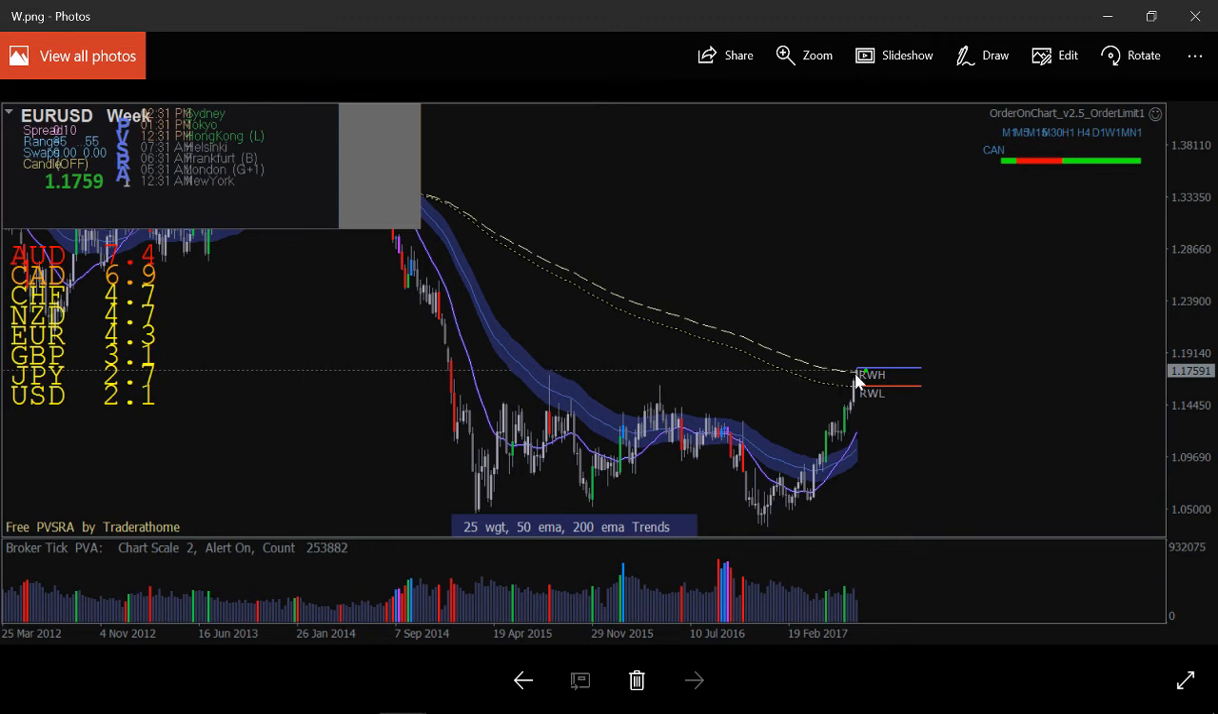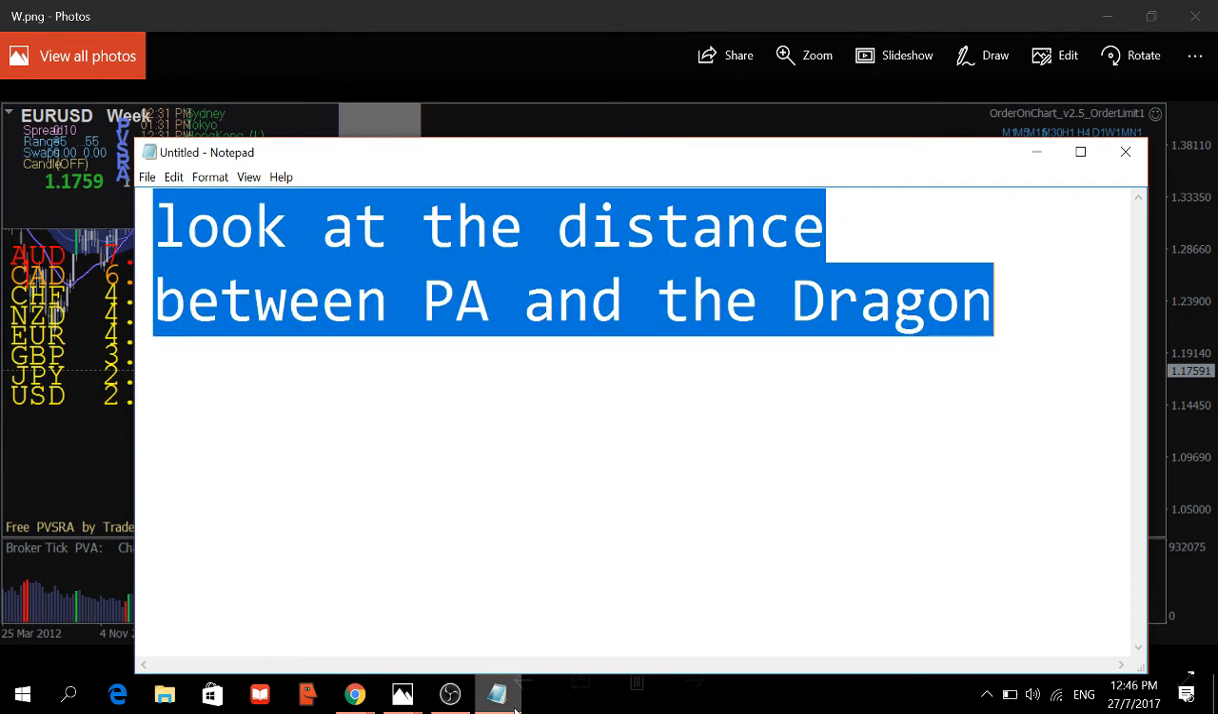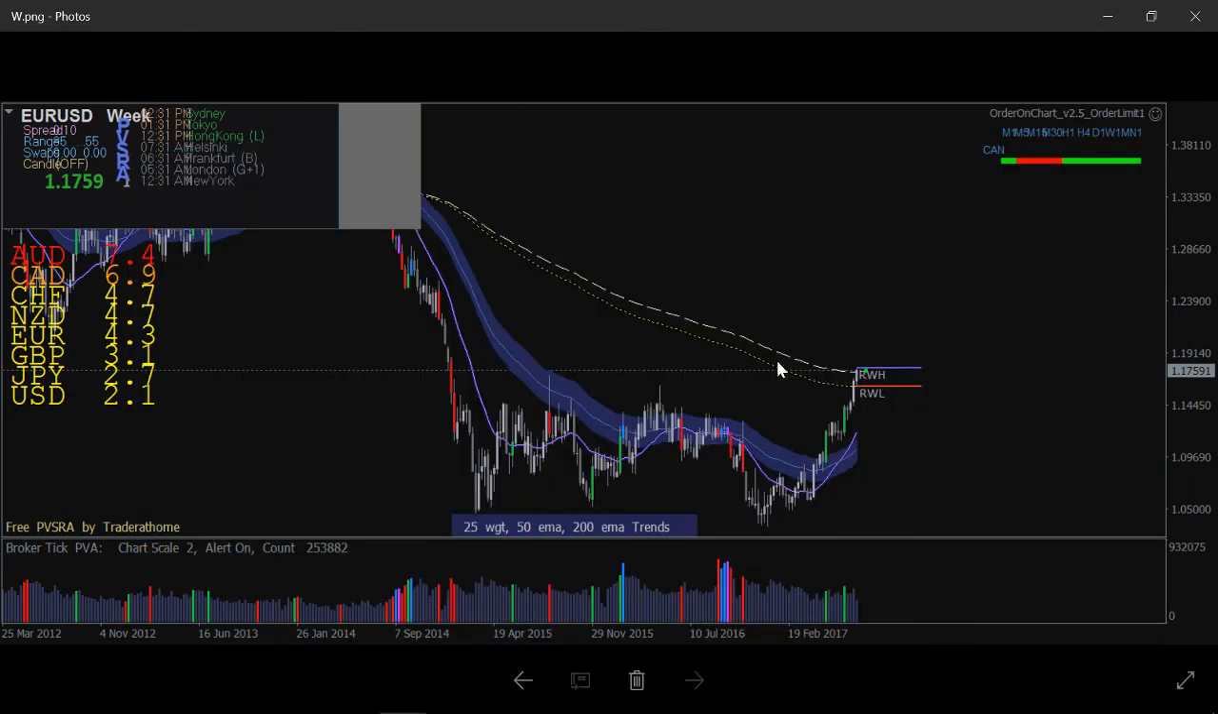And moreover, I have two moving averages. I have here the 200 EMA and the 233 EMA. The 233 is this long dotted white line, and this is the 200 EMA. So the 233 gave me a very clear picture. Once we reached this, there was a possibility that price would go down.